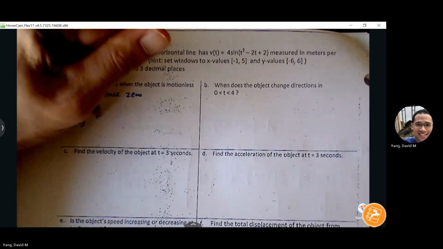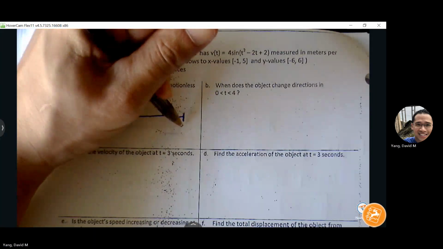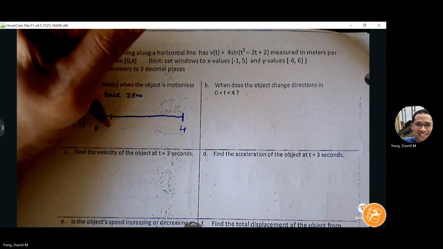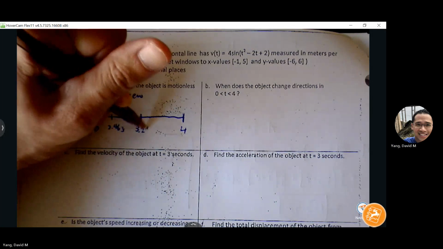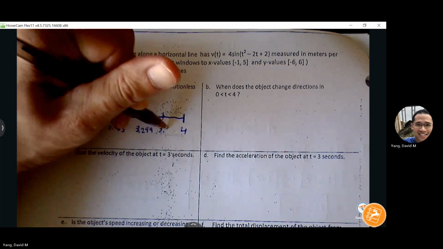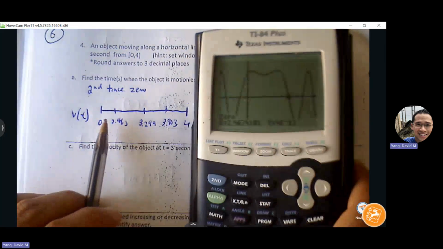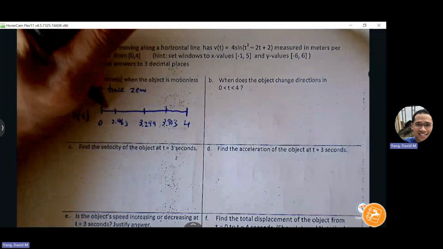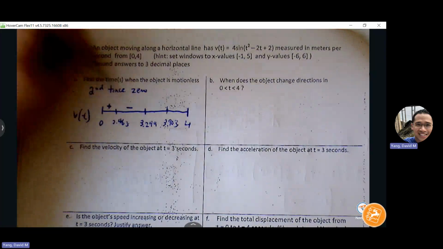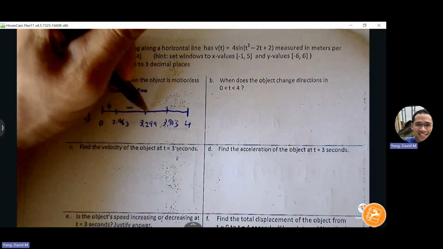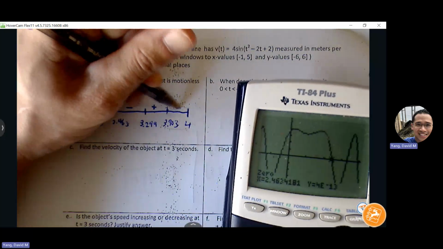That's something. So here's my sign line here. And these are my x-intercepts. And then my graph starts above the x-axis, so I know that initially it's gonna start moving to the right. It's gonna stop at 2.463. It's gonna move to the left. 3 seconds in, it's going to stop, turn around, move to the right. 3.9 seconds in, it's gonna stop and move to the left.